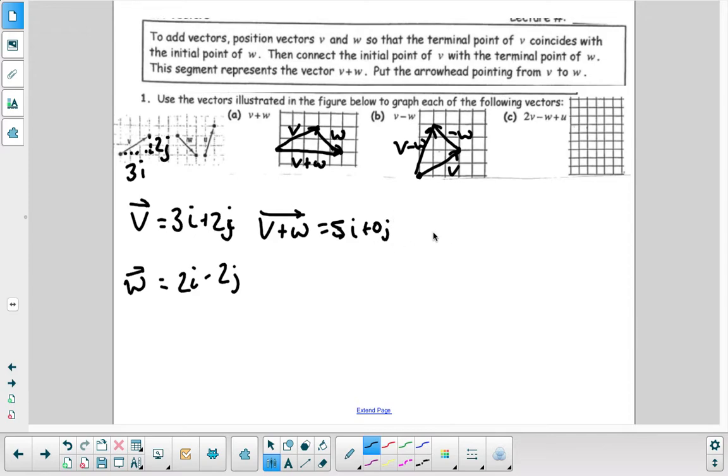If I wanted to do v minus w here, you subtract the different parts of the vector. So 3i minus 2i is just i. 2 minus negative 2 is positive 4j. And you could just go back and look at the resulting vector. I moved 1 over and 4 up. That's the case. So it just follows that v minus w should be i plus 4j.